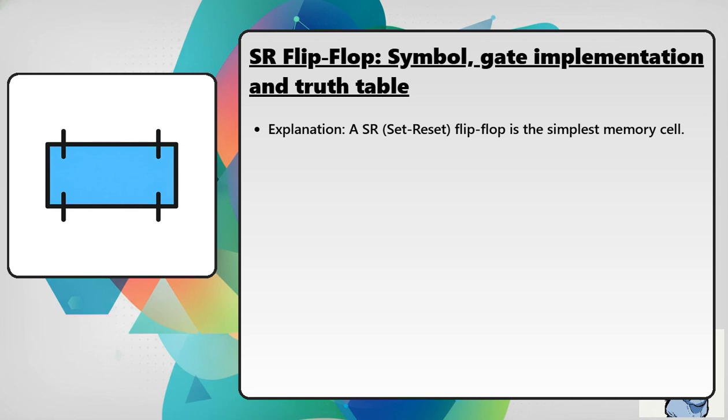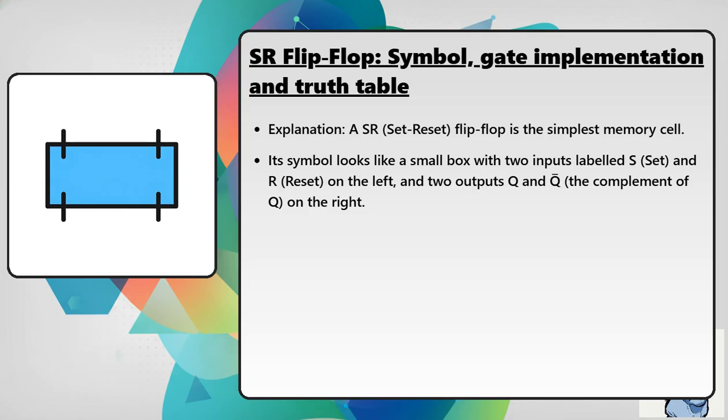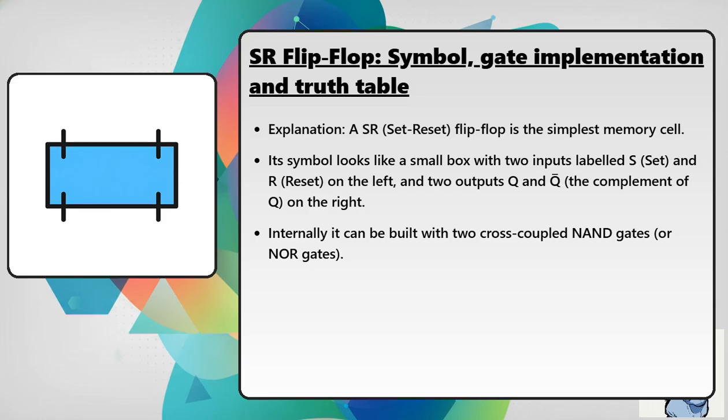An SR, set-reset, flip-flop is the simplest memory cell. Its symbol looks like a small box with two inputs labeled S (set) and R (reset) on the left and two outputs, Q and Q bar, the complement of Q, on the right. Internally, it can be built with two cross-coupled NAND gates or NOR gates.